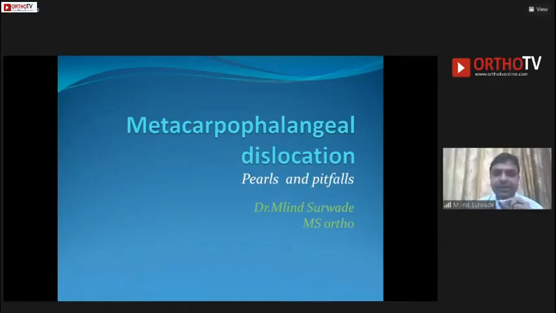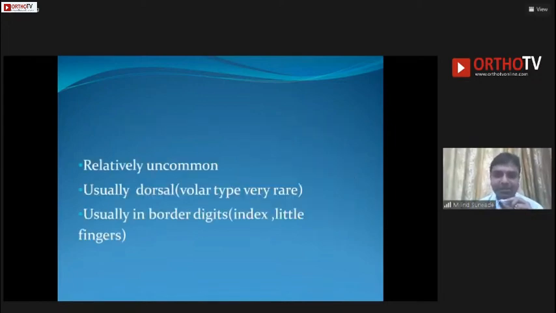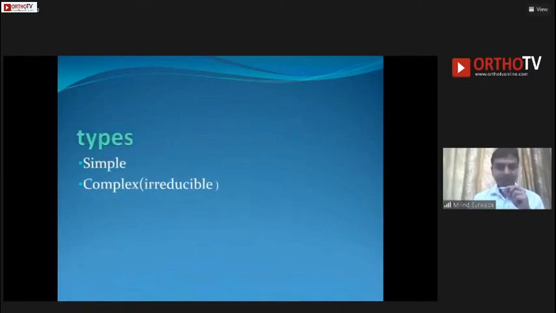So my topic is metacarpophalangeal dislocation, pearls and pitfalls. This is relatively uncommon. Usually it is on the dorsal side compared to volar. The volar is very rare, and usually it is on the border digits. That means index, thumb, and the little finger. And broadly, it is classified into two types: simple and complex.